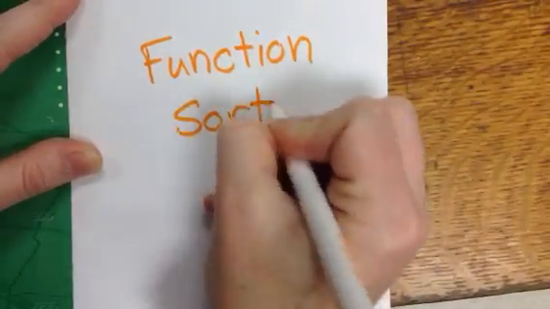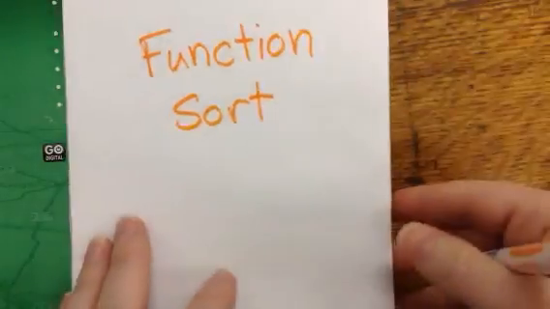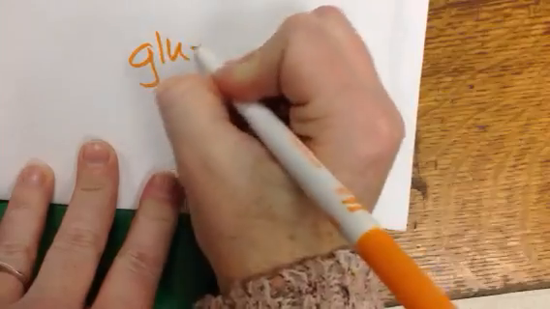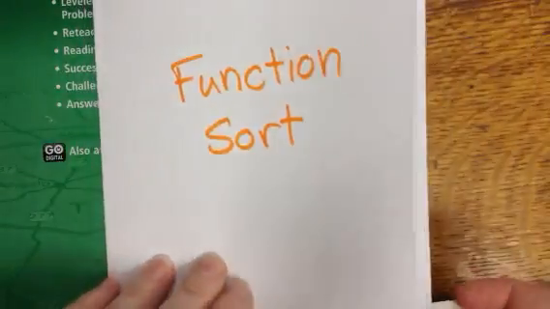sort. So the back part will be where the glue goes. So whenever it's in your journal, it'll be able to open up just like a little book. So you have this other page.